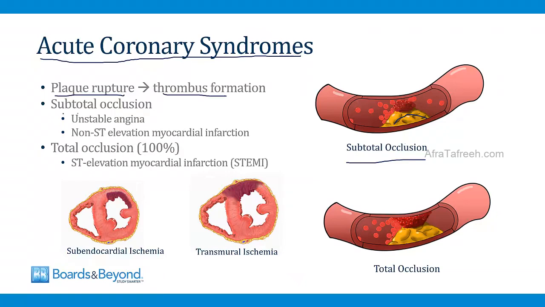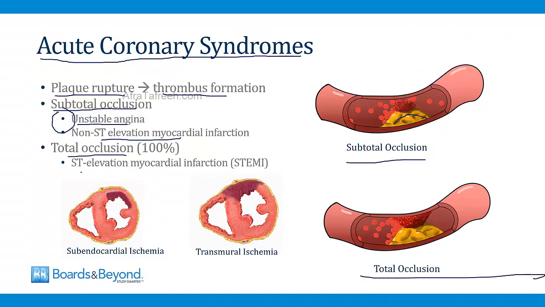If the thrombus causes a subtotal occlusion, meaning some blood flow can still get past the thrombus, this will lead to the clinical syndromes of either unstable angina or non-ST elevation myocardial infarction. Both of these are acute coronary syndromes. If the thrombus completely occludes the artery, and I've drawn that down here at the bottom, this will lead to the clinical syndrome of ST elevation myocardial infarction.